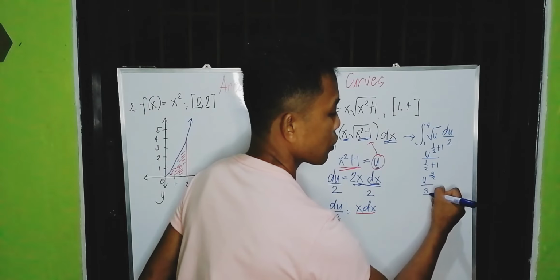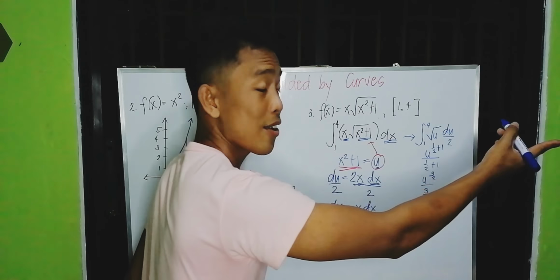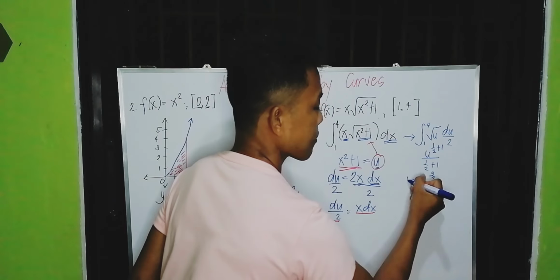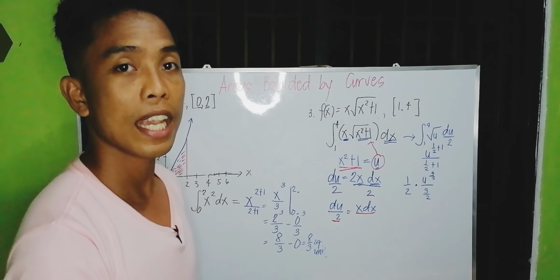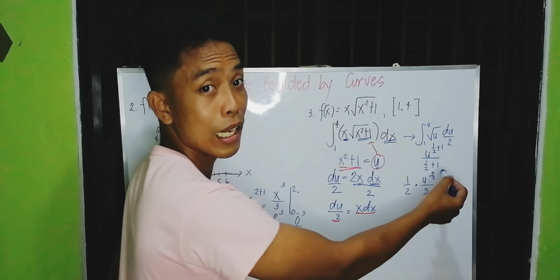Ito din 3 over 2. Okay? Pero wag natin kakalimutan na may du over 2 tayo, which is 1/2. Kaya pang-multiply natin yun na 1/2 sa unahan. Okay? Kasi mawawala na yung du kapag magsosolve na tayo ng antiderivative.